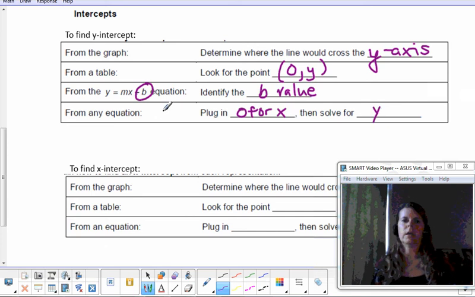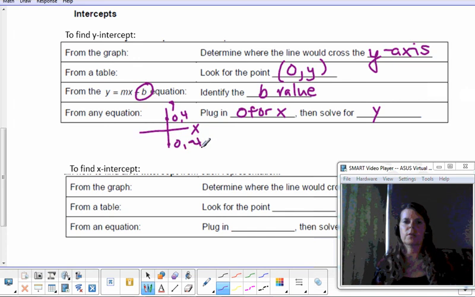Because if you're on the y-axis, no matter where you are on that y-axis, your x-coordinate, like if you're right here, your x-coordinate is 0, let's say 0, 4. If you were down here, you might be at 0, -4, but notice your x-coordinate is always 0. So you can just plug 0 in for x and then solve for y.